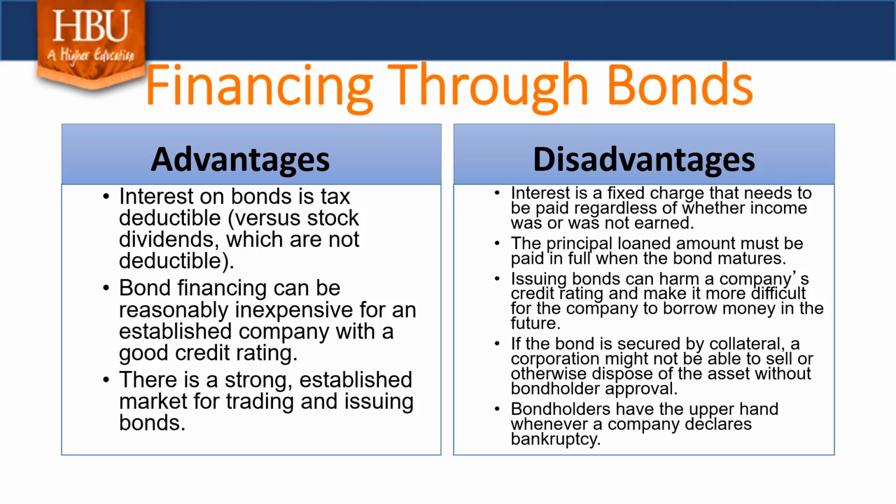Interest is a fixed charge. Regardless, the company is going to have to pay it back, whether they earned money or not. Also, the loaned amount that the bond was issued for has to be paid back in full when the bond matures over that long period of time. Issuing bonds can harm a company's credit rating. If a bond is secured by collateral, a corporation may not be able to sell or otherwise dispose of the asset without the bondholder's approval.